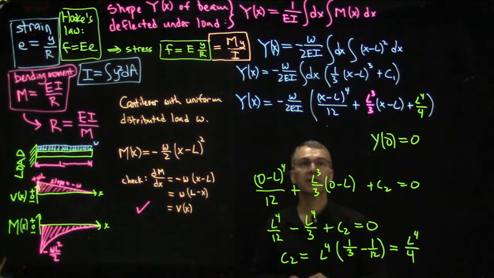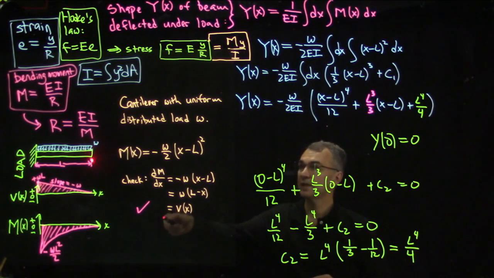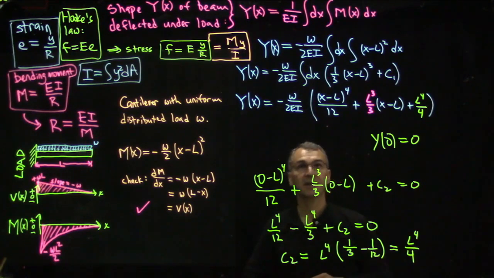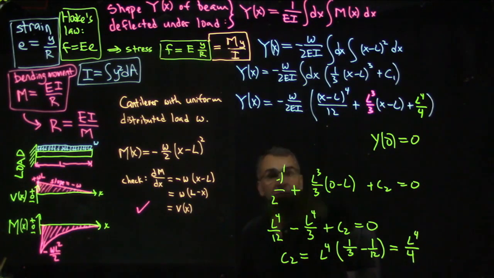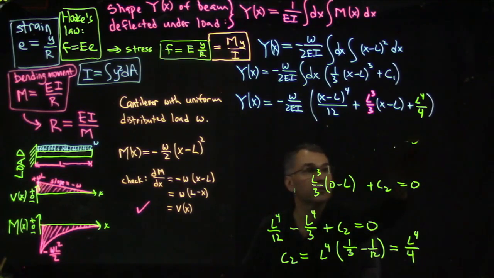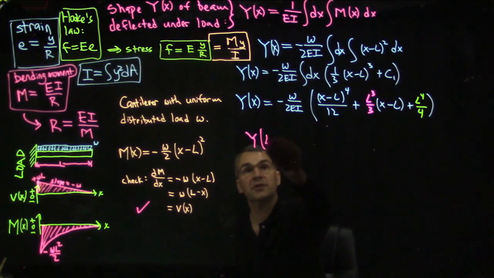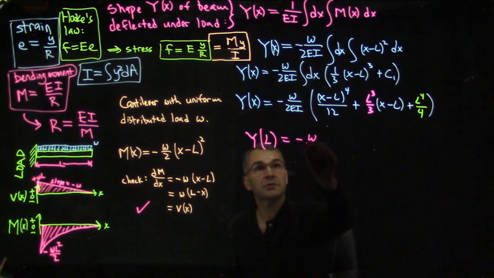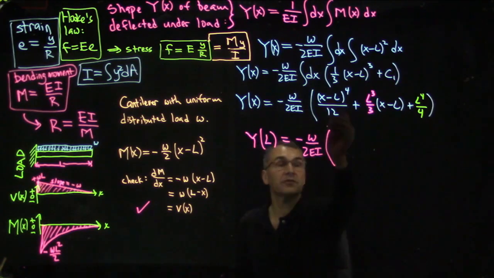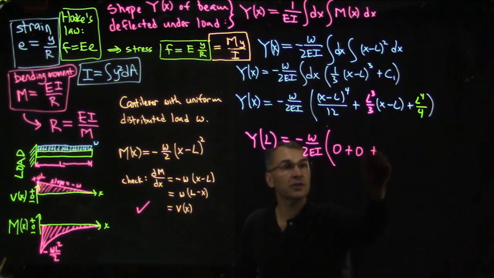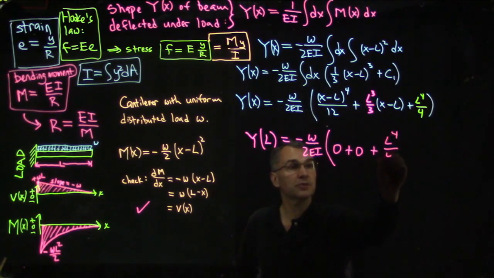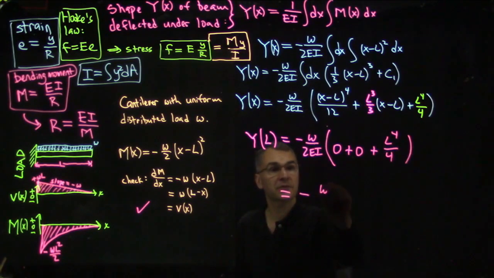Then let's plug in and see what we get for y at x equals L. In this case, we know just by inspection that the end of the beam will be the part with the largest deflection. So we can just plug in x equals L and see what y is, and that will, in this case, be our largest deflection. So y at x equals L is minus w over 2EI. L minus L is 0, so that first term is 0. L minus L is 0, the second term is 0. And we get L to the 4th over 4. So this is minus w L to the 4th over 8EI.